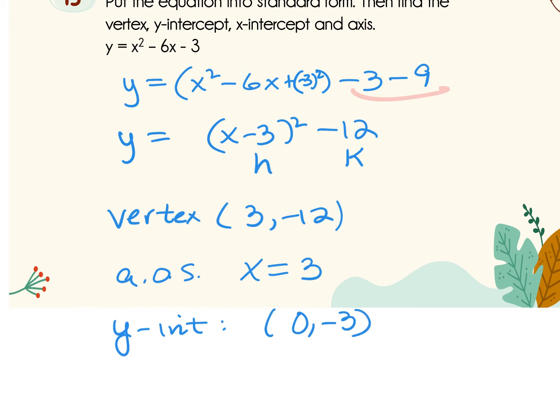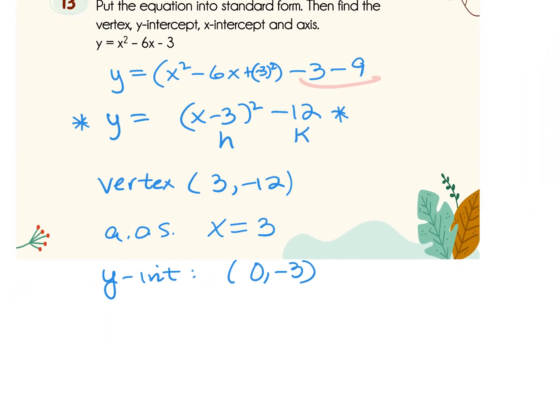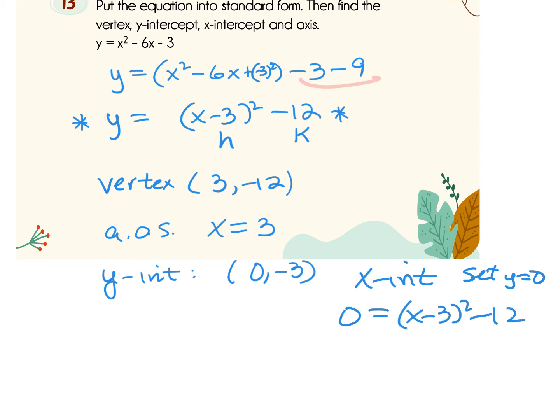And now for the x-intercepts, I can't factor that original one. So in order to find the x-intercepts, I would either have to do quadratic formula or completing the square. Since I've already completed the square, I'm going to use my standard form and plug in a 0 for y. So for the x-intercepts, I'm going to set y equal to 0. So 0 equals x minus 3 squared minus 12.